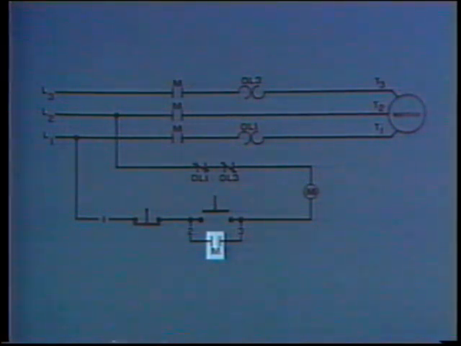maintaining contact. For troubleshooting purposes, the numbers 1, 2, and 3 represent common points of reference between the wiring diagram and the schematic diagram. The control circuit also contains the stop button of the controller.